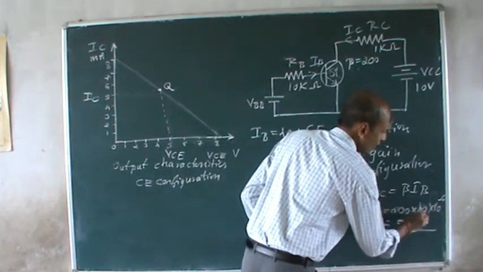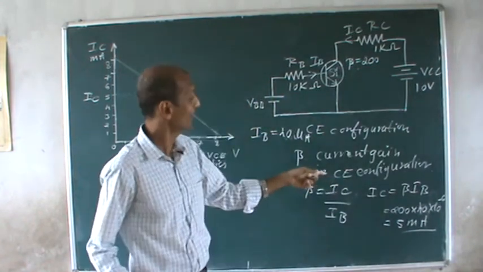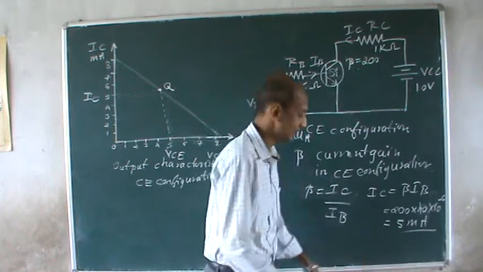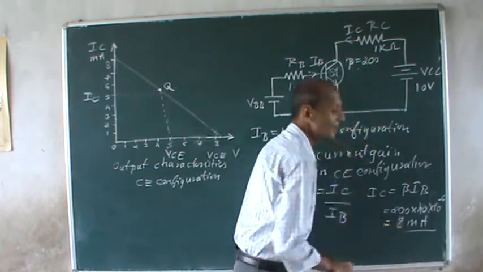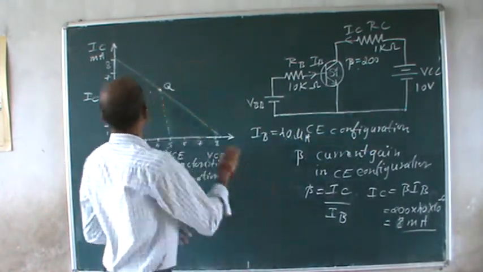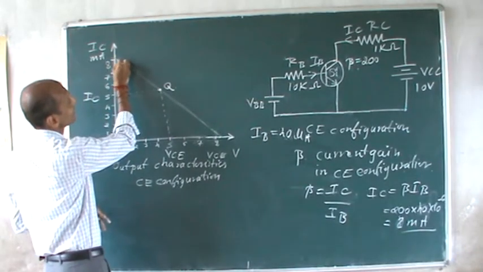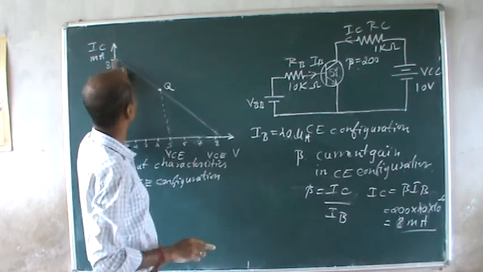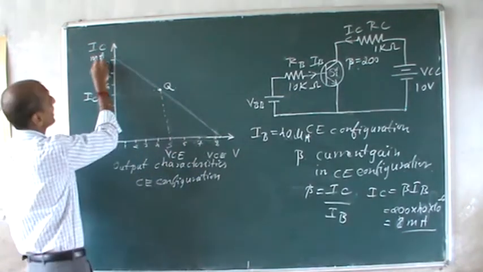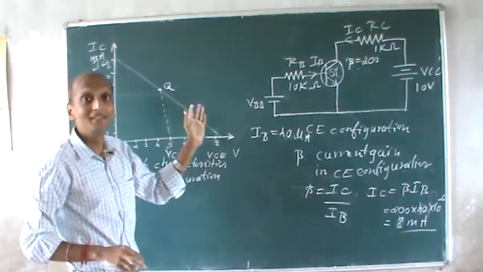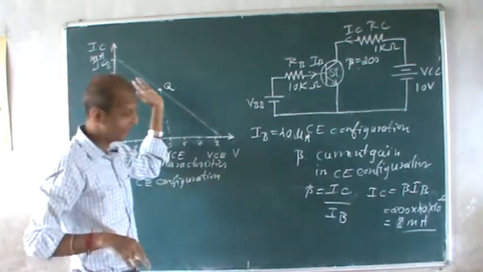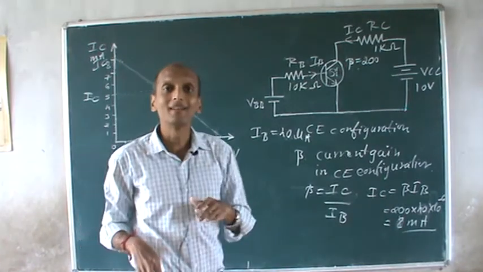So this will be 40 microamperes. If it is so and so, then this will be something different. This will come out to be 8 milliamperes. So then your Q point shifts somewhere to a different region. Likewise, I can have your IC here. So likewise, I can take different values of Q in the DC load line.